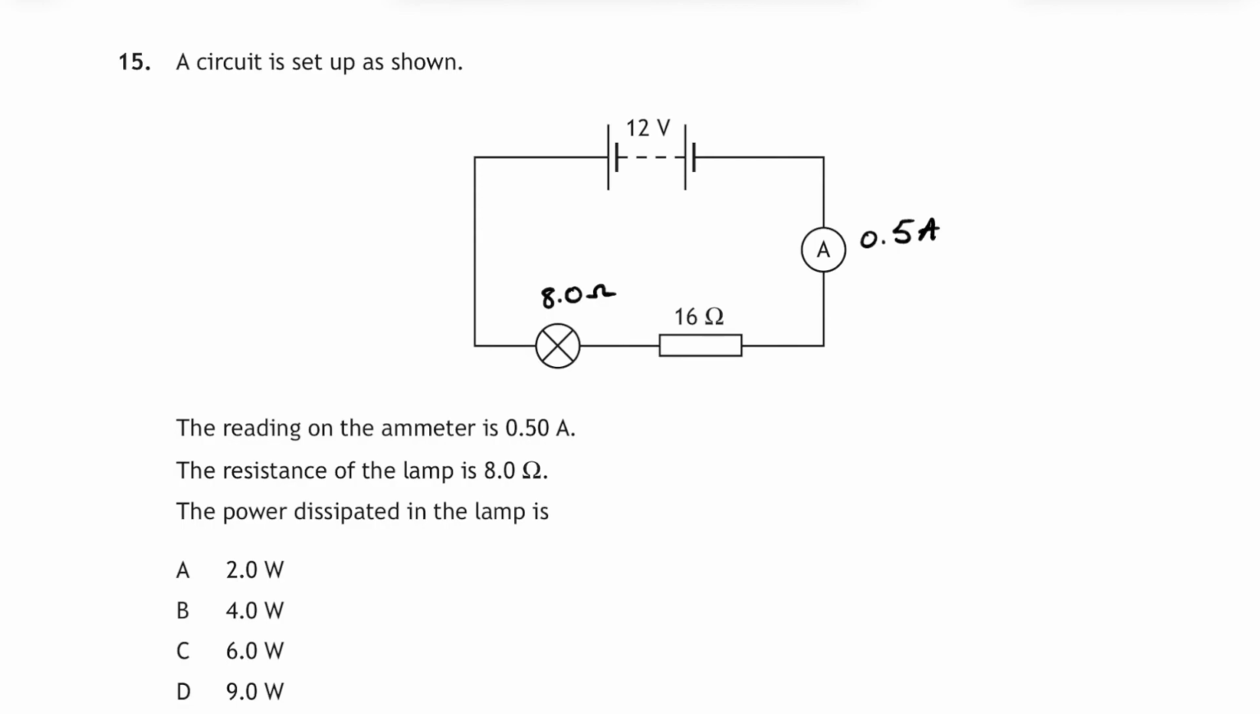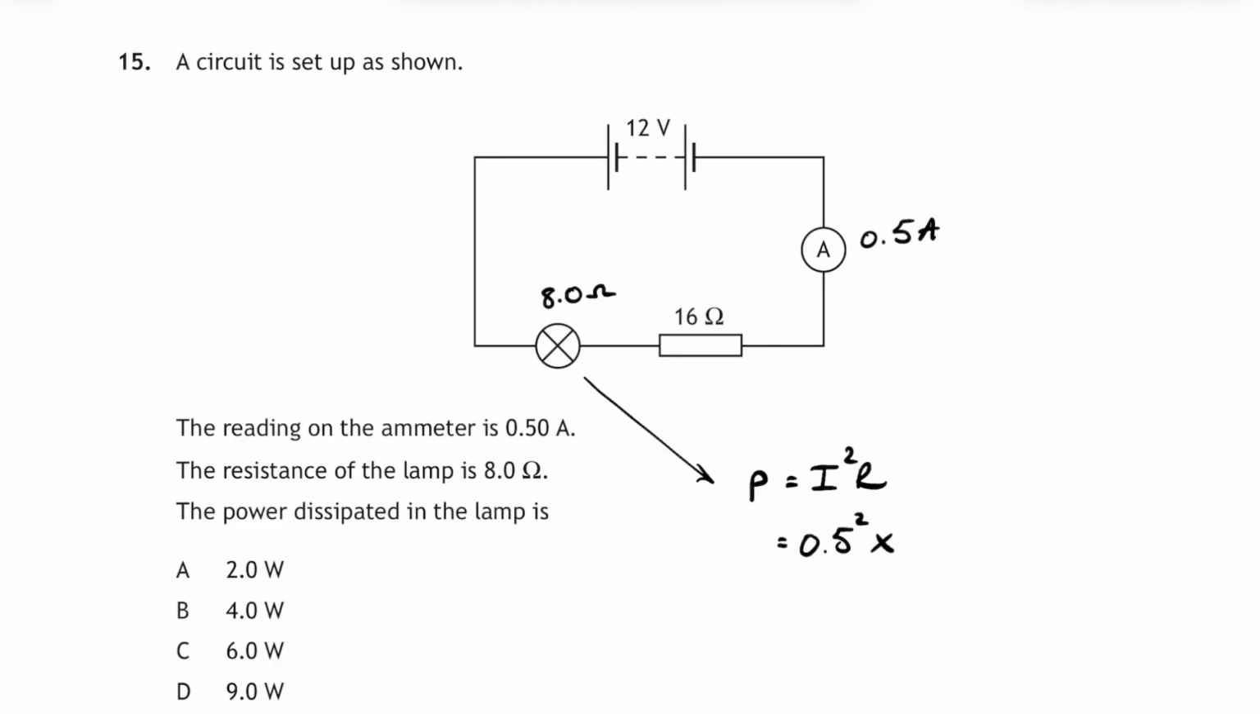If you don't like that word dissipated, just ignore it. We have to work out the power in the lamp. So we've got a choice of power equations. We're going to use P equals I squared R because I know what the current is and I know what the resistance of the lamp is.